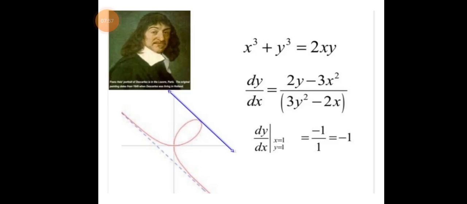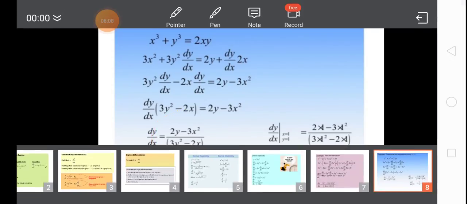And now, x squared plus y squared equals 2x. So, this is the diagram.